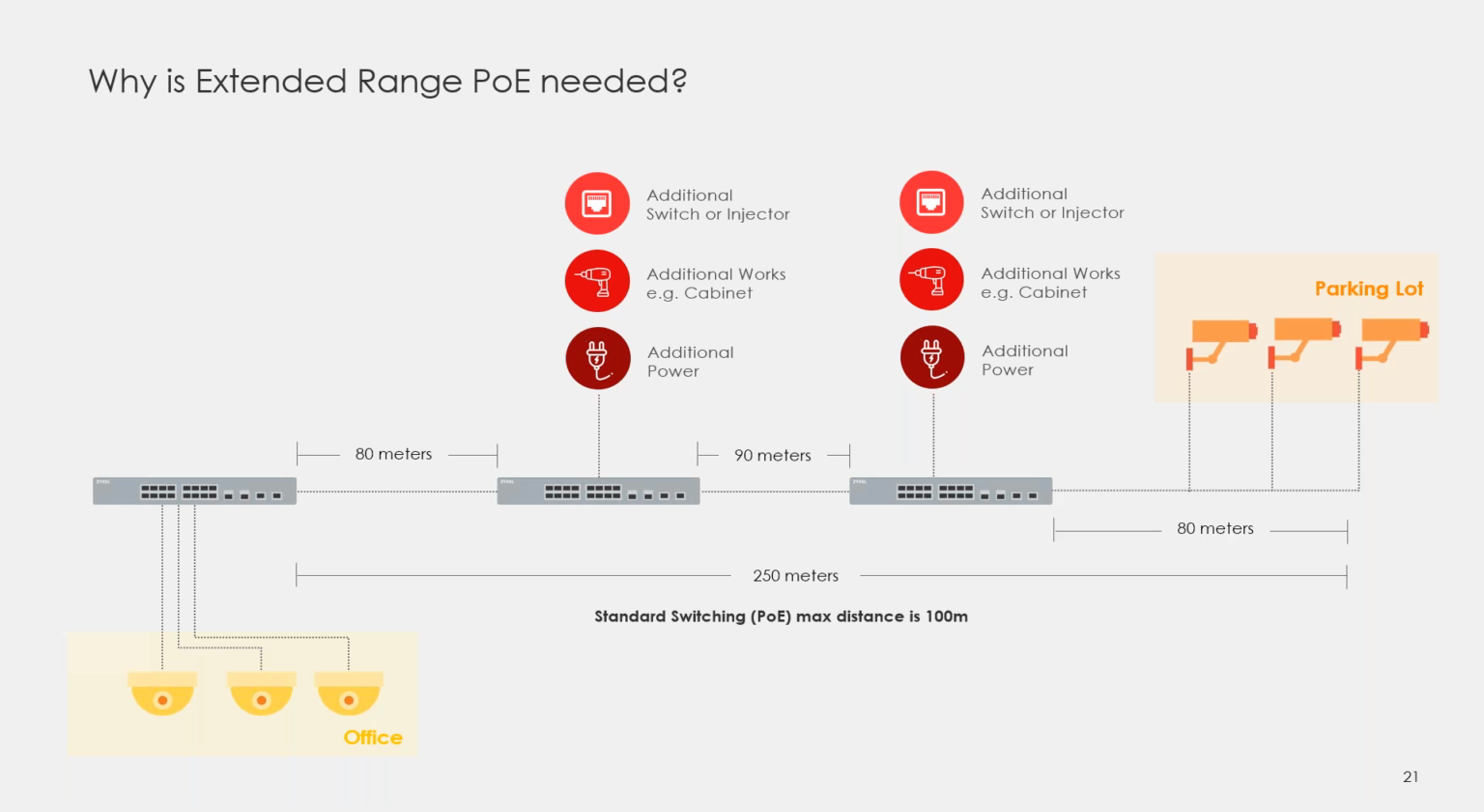So if we have a 350 meters distance we need to cover between the office and the parking lot, we need to have 2 additional active devices to split the distance between the office and the parking lot, so we can actually get the signal to the cameras there. So we would need 2 additional switches, more cabling, we would need some sort of cabinets to install these switches, etc., etc. So more hardware, more work.